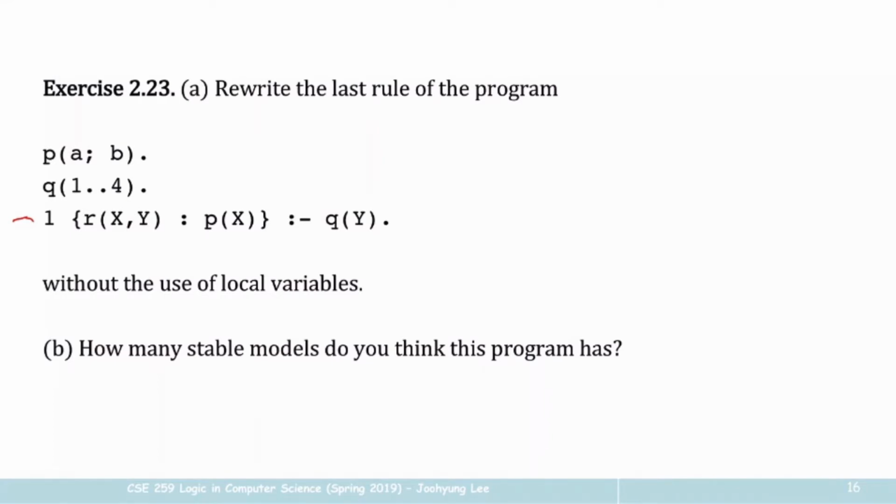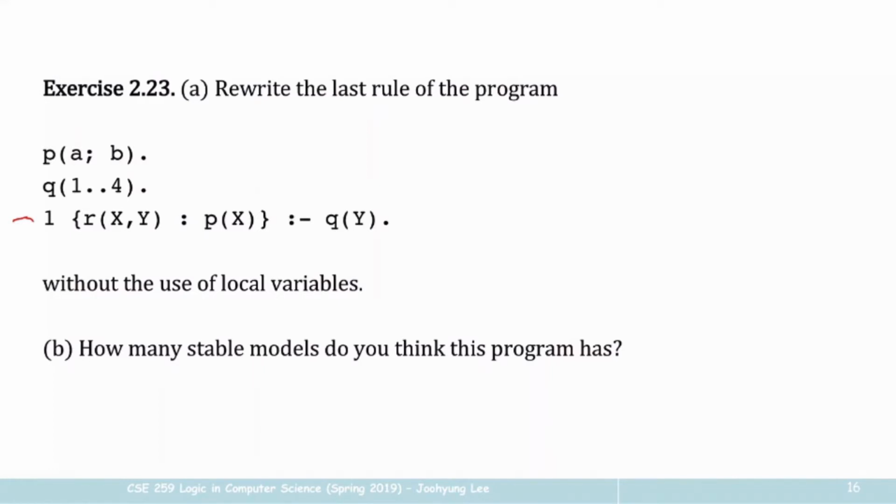So what is the local variable in the last rule? Is it X or Y? Anna, is it X or Y? You have a 50-50 chance. X. So X is local because there are two occurrences of X in the set brace, and both of them are inside the set brace. So we want to write without using the local variable.